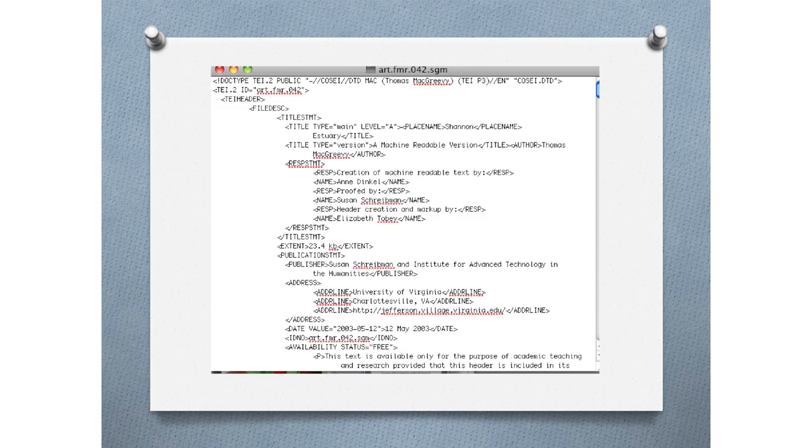So for example, tags didn't need to be closed. Attribute values didn't have to have quote marks. Tags could be replaced with a delimiter string. Upper and lower case were read as the same by the computer. And this made it very difficult for processing.